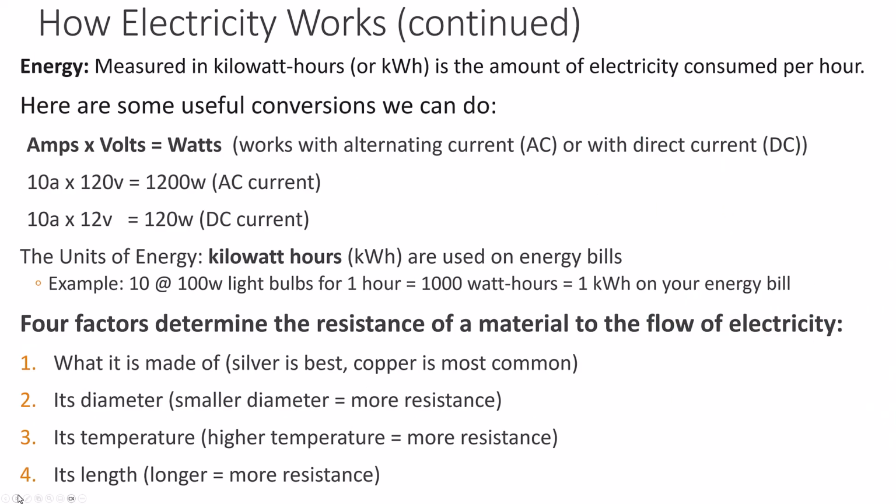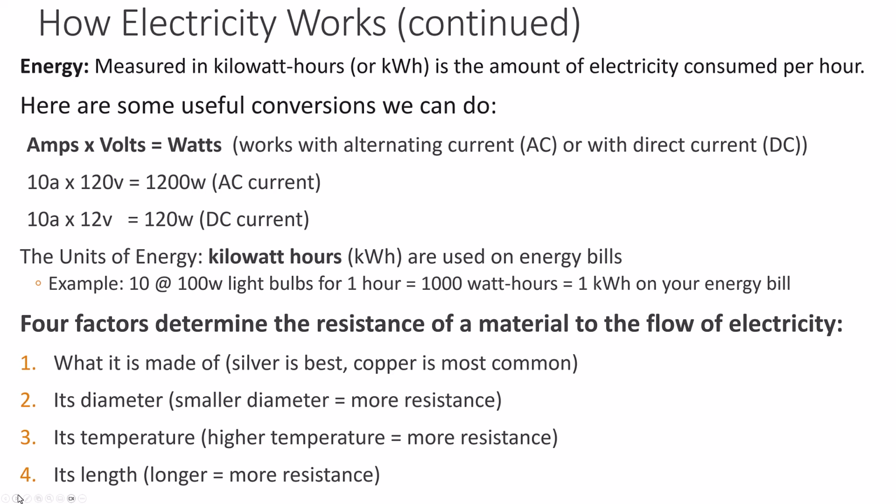Amps times volts equals watts. And so that's a formula that electricians use all the time. They don't refer to it quite that way. They use a little bit different terminology, but it's the same thing. And this formula works for alternating current, like we have in our houses, or with direct current, like you have in your cell phone or in your battery of your car.